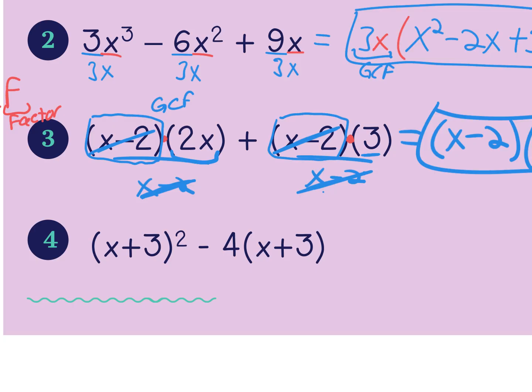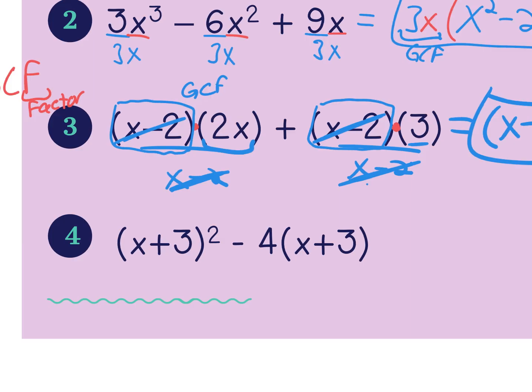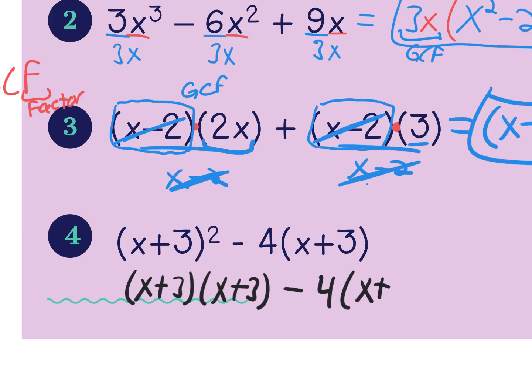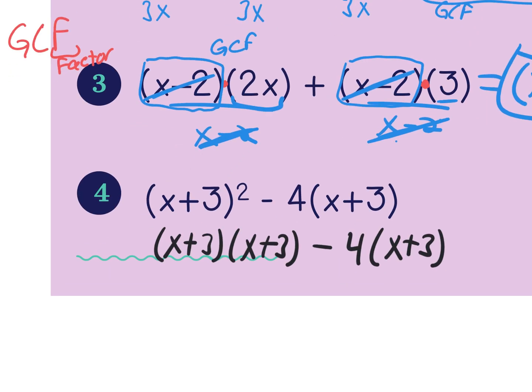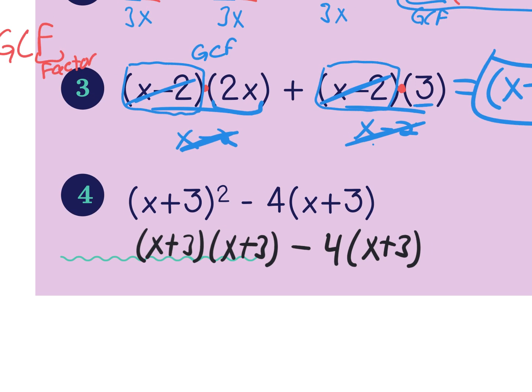If I have x plus 3 to the power of 2, remember, what does that mean? What does it mean to square something? Good, right? Multiply by itself. So do you guys agree that I can just write this as x plus 3 times x plus 3? Yeah. All right, good. And then I'm going to write the other one exactly the same. Why does that help us?